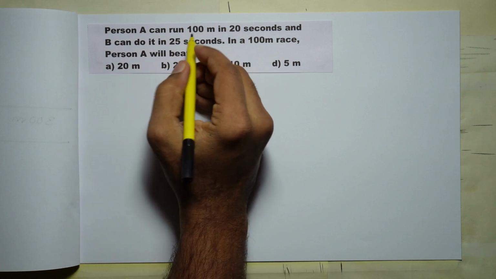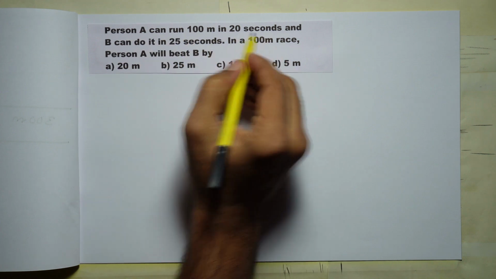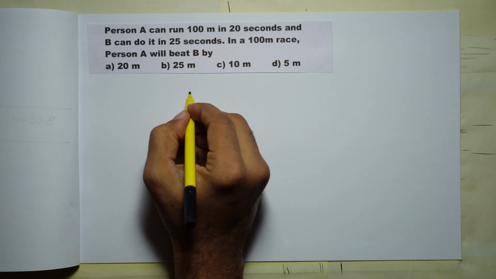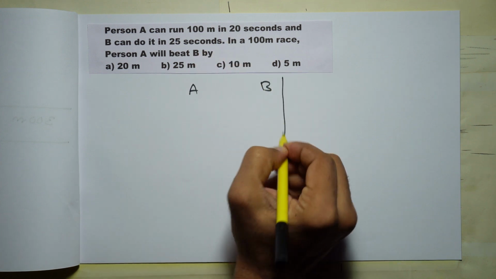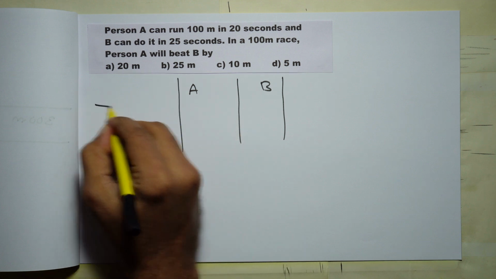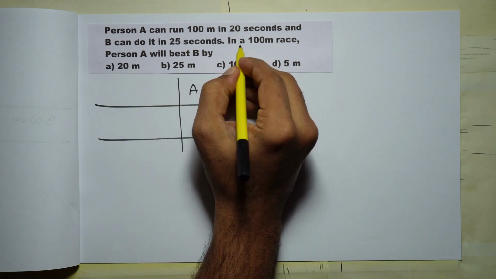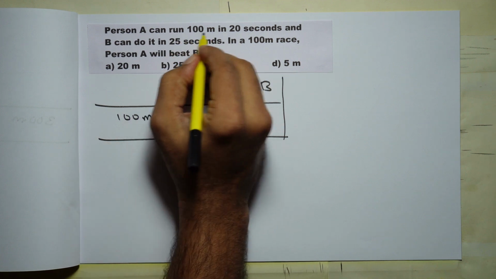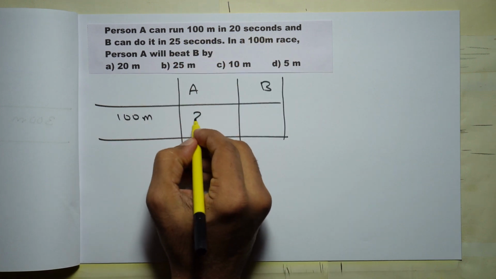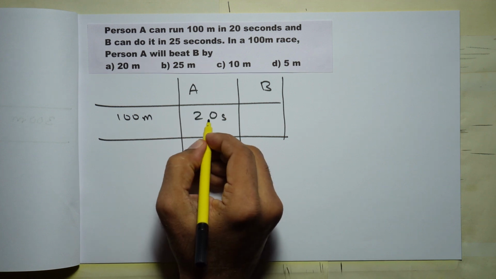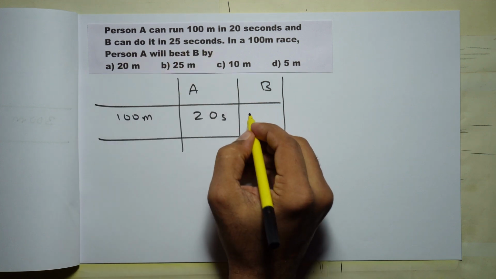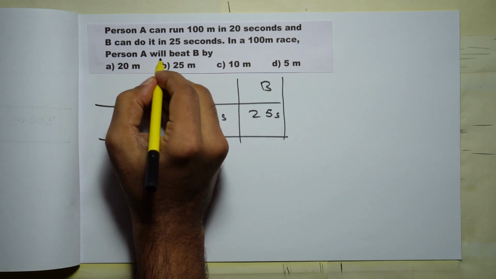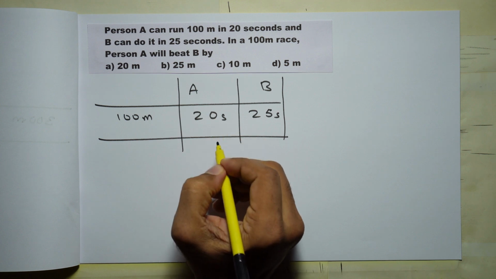Person A can run 100 meters in 20 seconds and B can do it in 25 seconds. So we'll just represent that data here. So you have two people, A and B. In a 100 meter race. Now here it is mentioned A can run 100 meters in 20 seconds. A requires 20 seconds and B can do it in 25 seconds. Now the question is, in a 100 meter race, person A will beat B by how much distance?